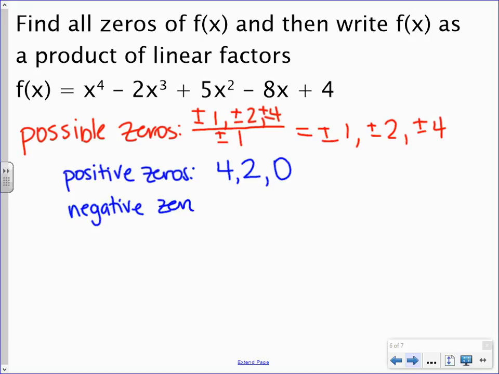Negative zeros. F of negative x. X to the 4th is going to stay positive. X cubed will change to positive 2x cubed. X squared will not change its sign. Negative 8x will become positive 8x, and then we have our plus 4. How many sign changes are in f of negative x? We will not have any negative zeros. So let's not try negative 1 or negative 2 or negative 4.